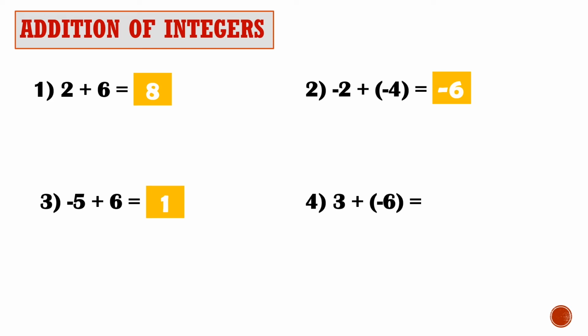Next, 4. Positive 3 plus negative 6. Magkaiba ulit ang sign. Subtract. That is 3. Ang sign ng malaking number ay negative. That's why the answer is negative 3.